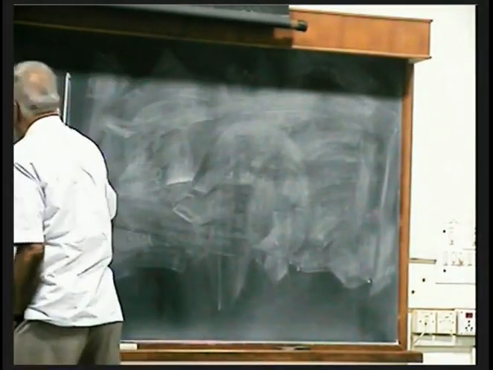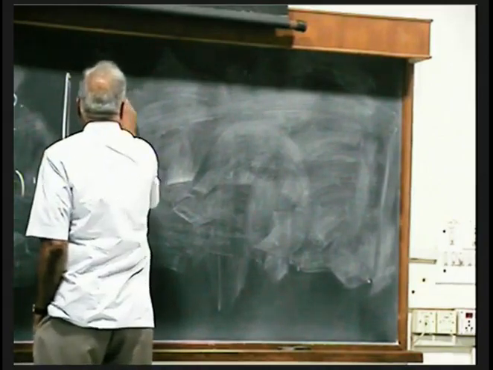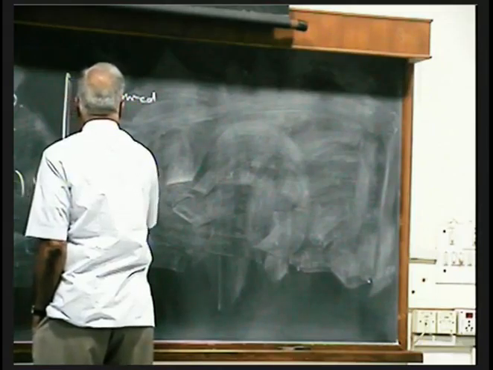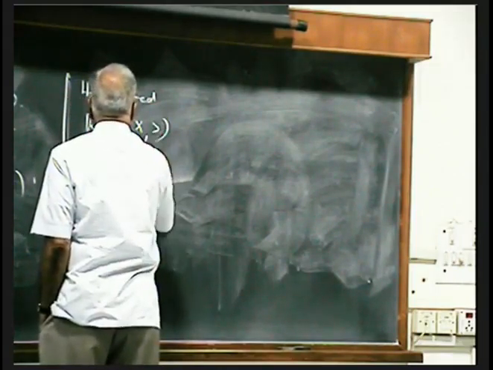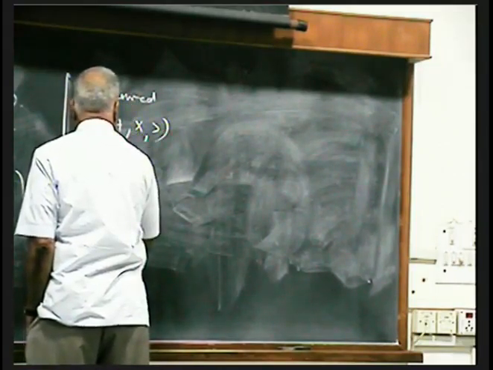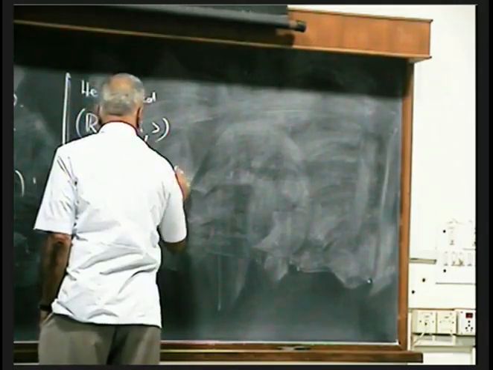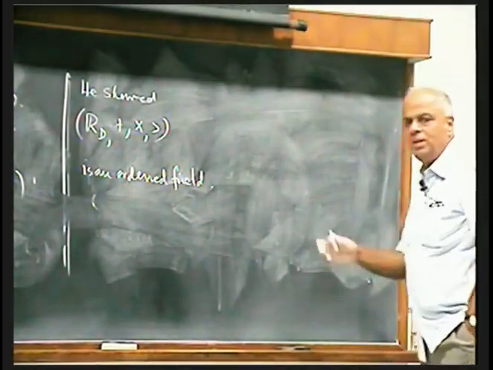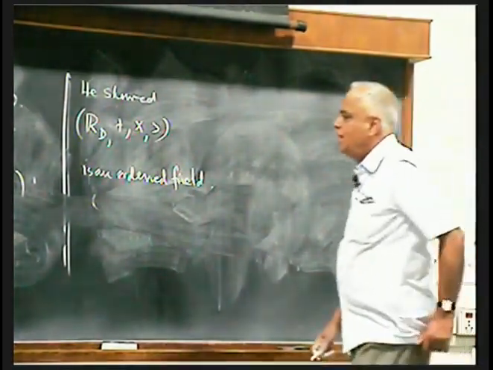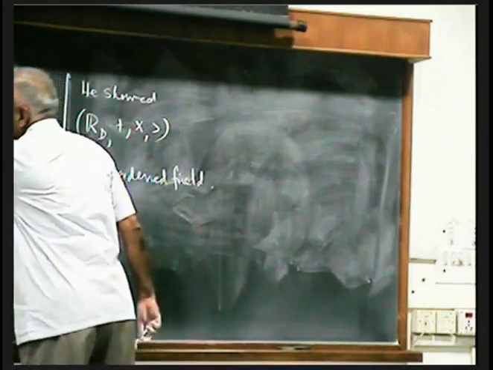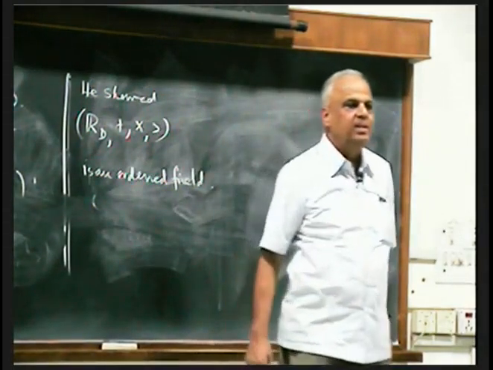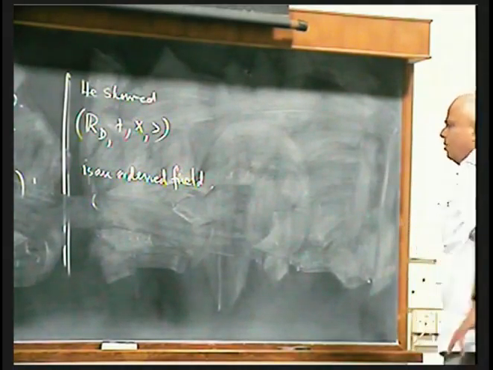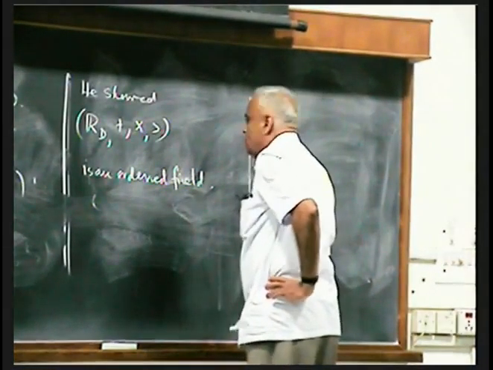Then we showed RD with plus, into, and greater is an ordered field. That's the general idea. Of course, this has to be done carefully. I'll give the definition of plus, into, and greater in the notes. I'll put it in the notes instead of writing it in a messy manner. There are fairly natural definitions.